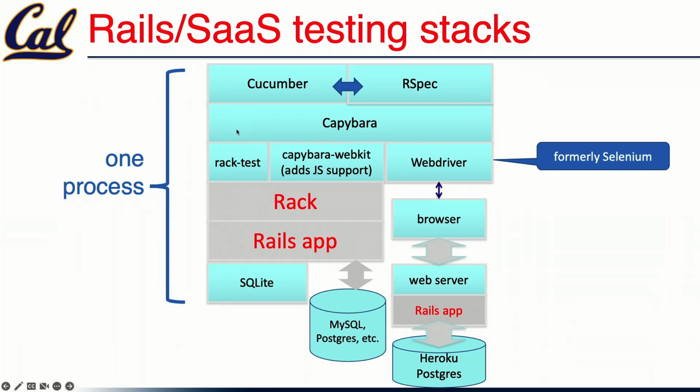So Cucumber, Capybara, all the way through your Rails app, regardless of whether you're using a built-in database like SQLite or an external one like MySQL or Postgres, because this is all one process, the things that you can do in Capybara steps are things that let you control the app directly. For example, I can make an ActiveRecord call directly in my step definition to set up some content in the database as part of setting up the state of the world.